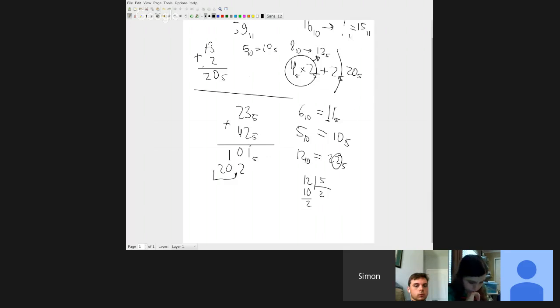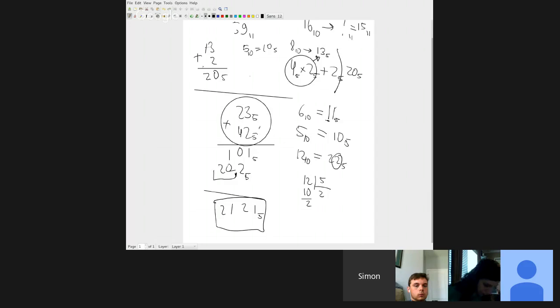When we multiply 2 by 23, we got 101. When we multiply 4 by 23, we have to have something that is twice greater, 202 base 5. And now we want to add these two together. It will be 1, 2, 1, 2 base 5. So this is the result of multiplication of these two numbers in base 5 number system.